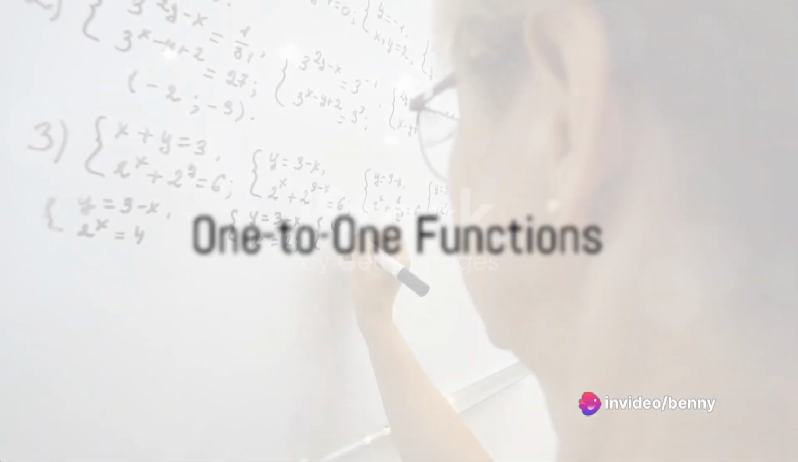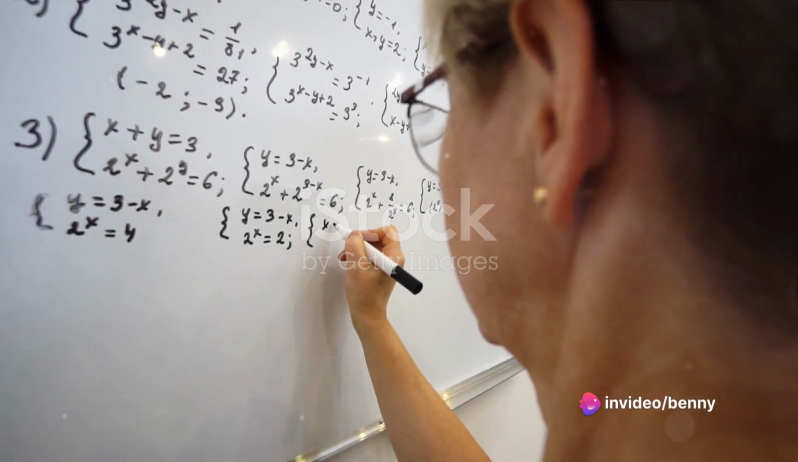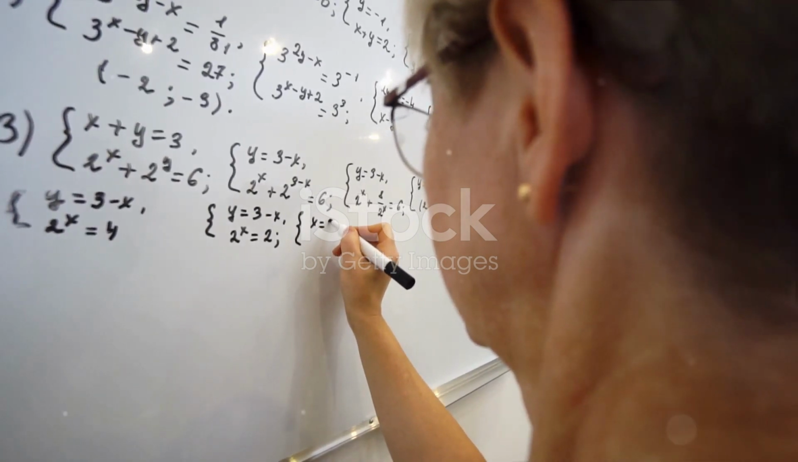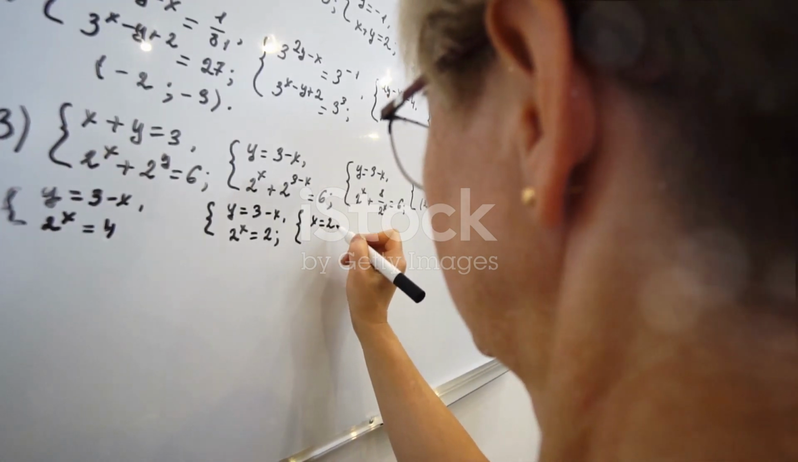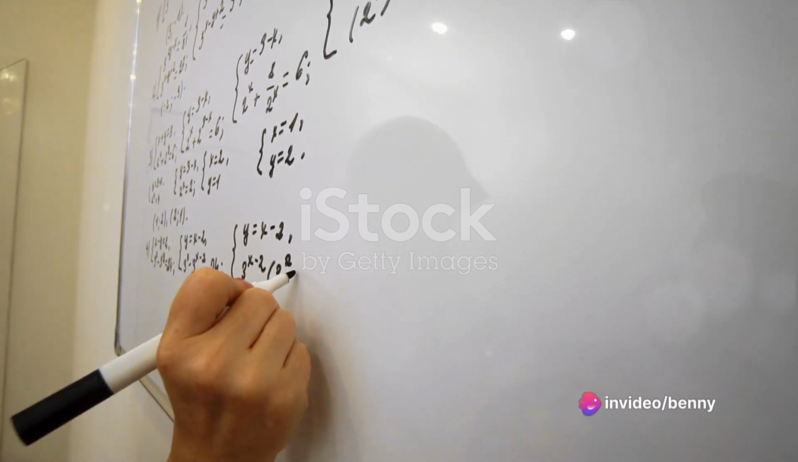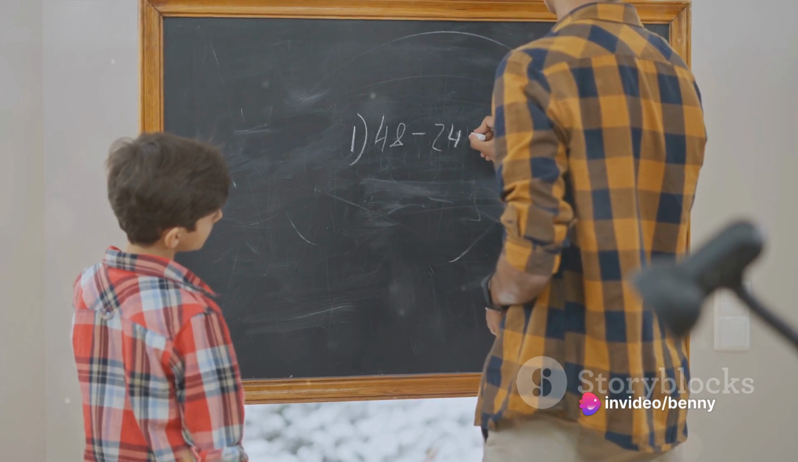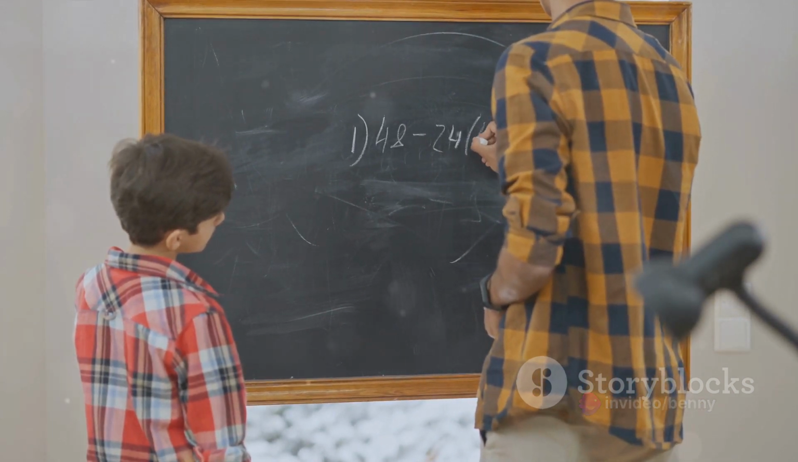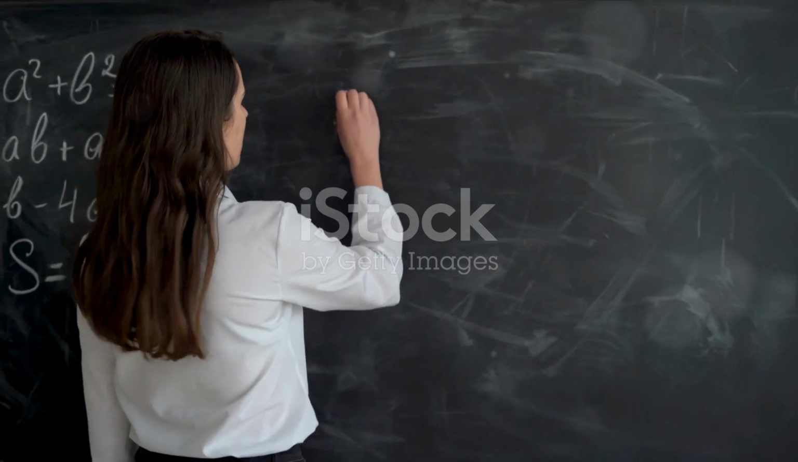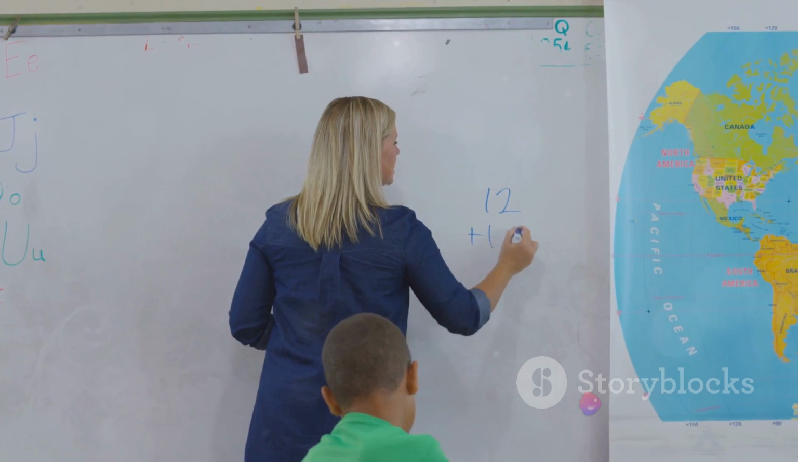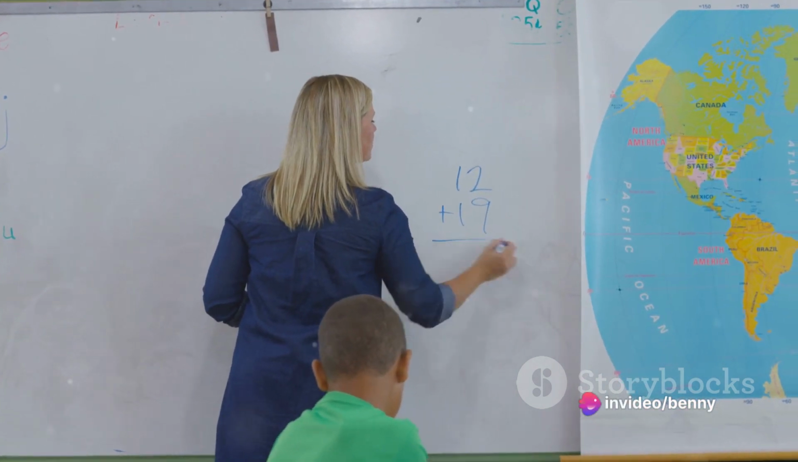A one-to-one function, also known as an injective function, is a function where each input value maps to a unique output value. Simply put, for every output value, there is only one input value that could have produced it. For instance, consider the function f(x) = x + 1. This function adds 1 to each input value. Or, think about the function f(x) = 2x, which doubles each input value. Both of these are examples of one-to-one functions.